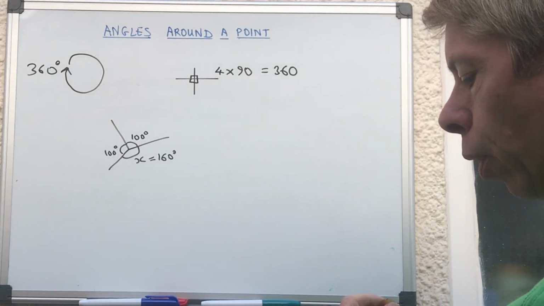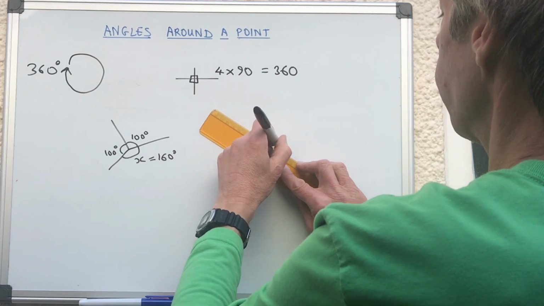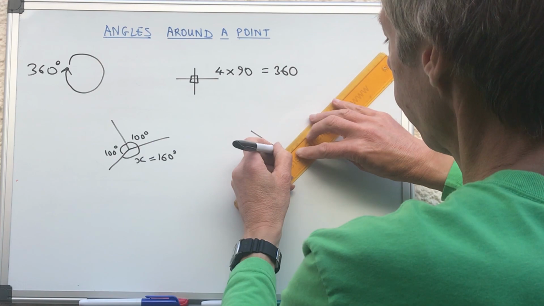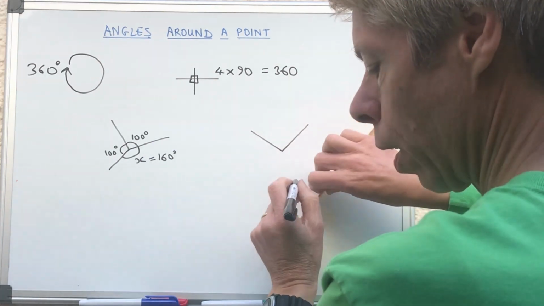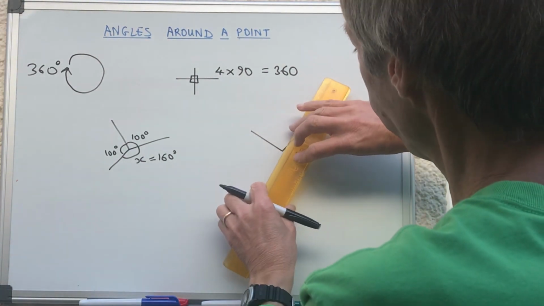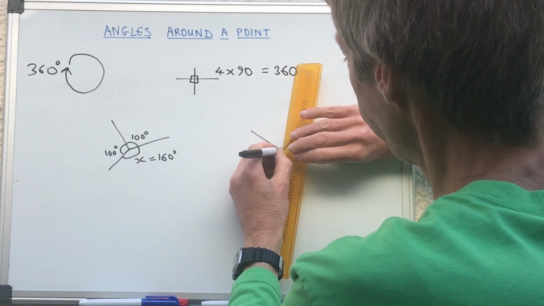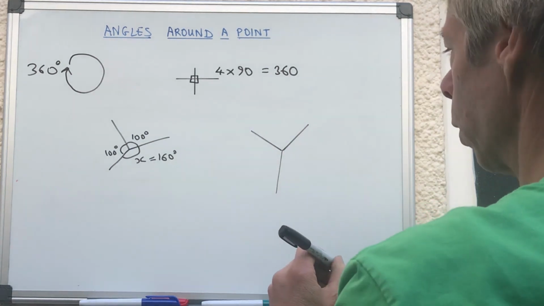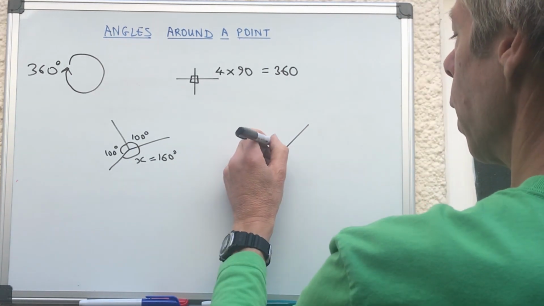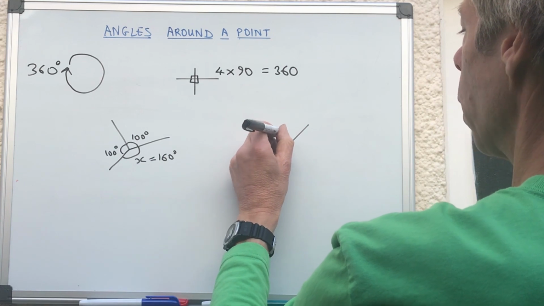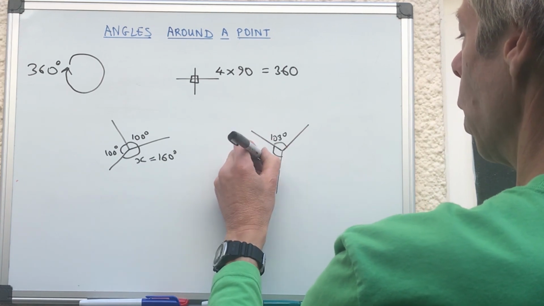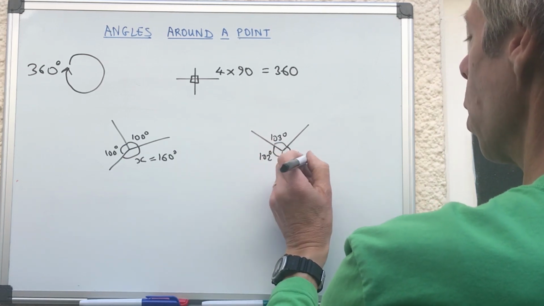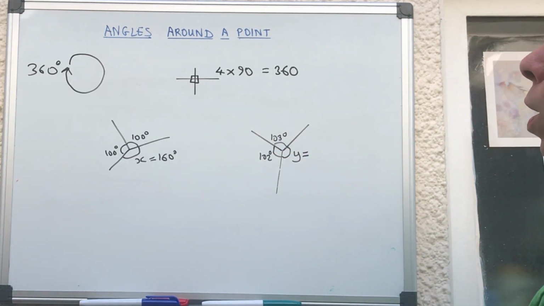Okay, so let's have a look at another one. So this time we have one here, and we're going to go down this way. That's why I do it freehand, because you end up rubbing the lines off. Okay, so say this was 103 degrees and this was 102 degrees. Let's just call it y, just for a change. So we need to calculate y. So how do we do that?